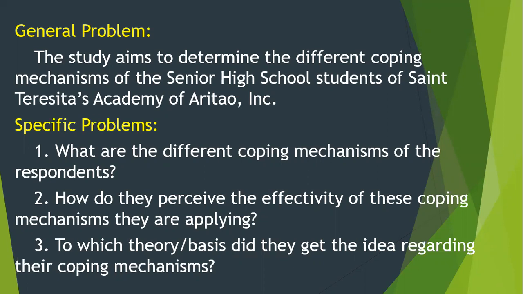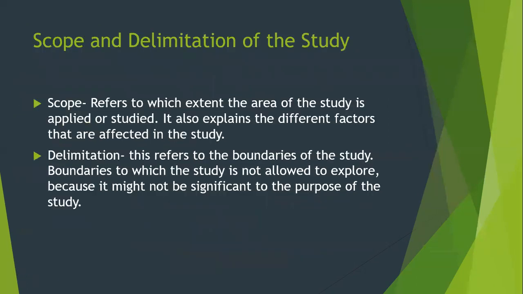Now, speaking of scope and delimitation, ayan na, lalabas yung scope and delimitation. What is a scope and what is delimitation? So, scope refers to which extent the area of the study is applied or studied. It also explains the different factors that are affected in the study. So, pag sinabi nating scope, yun yung to which extent, hanggang saan darating or hanggang saan yung mararating ng research, hanggang saan yung topic na pwedeng marating ng research.